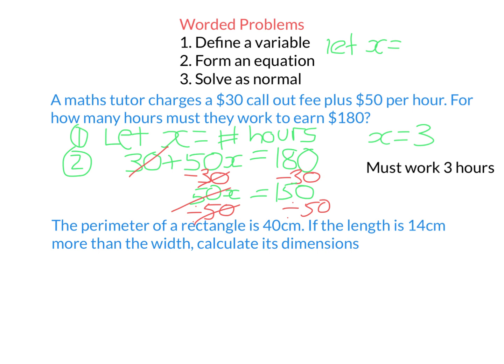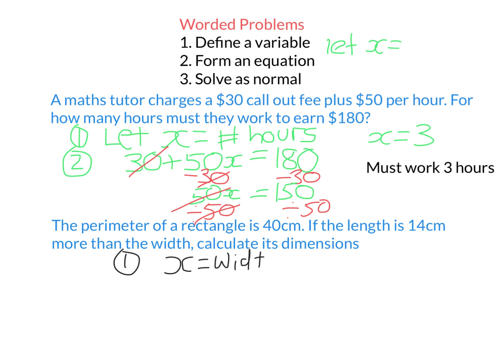So this one's harder because there are actually 2 unknown quantities. Now we're sort of going to follow the same steps, these 3 here. Our first step is to define a variable. So let's just let x equal 1 of the things we're trying to find. So we're trying to find width and length, so I will let x be the width.